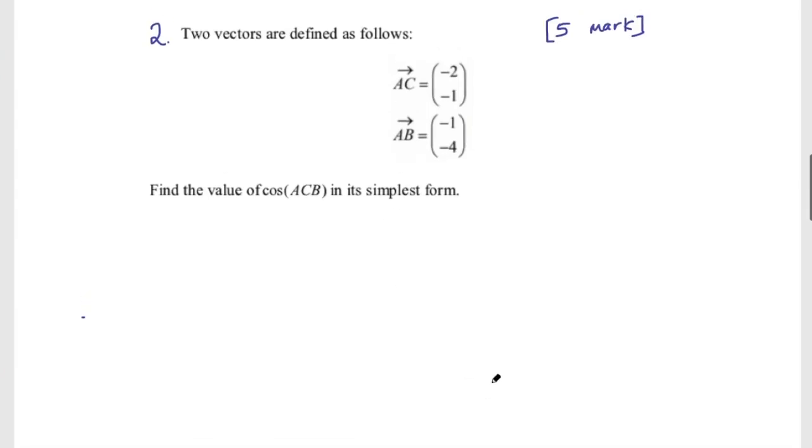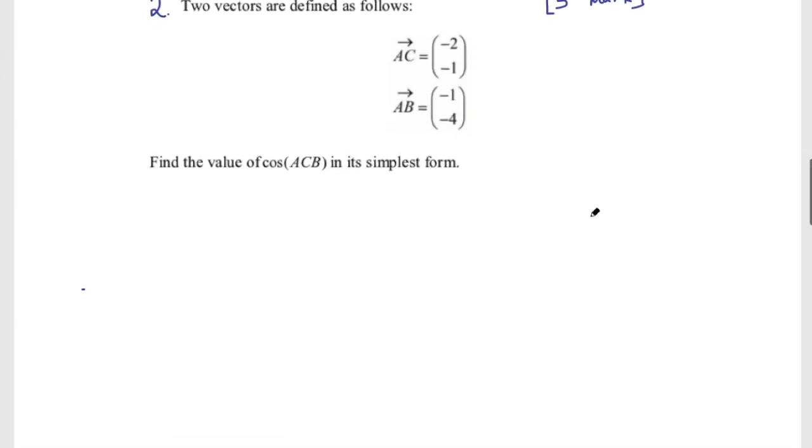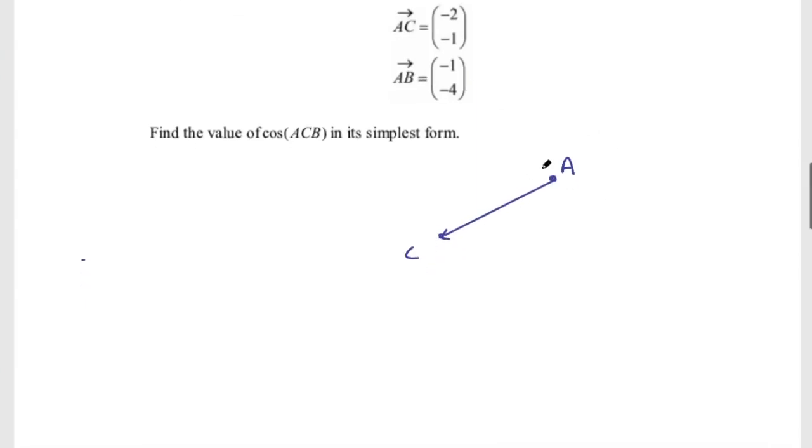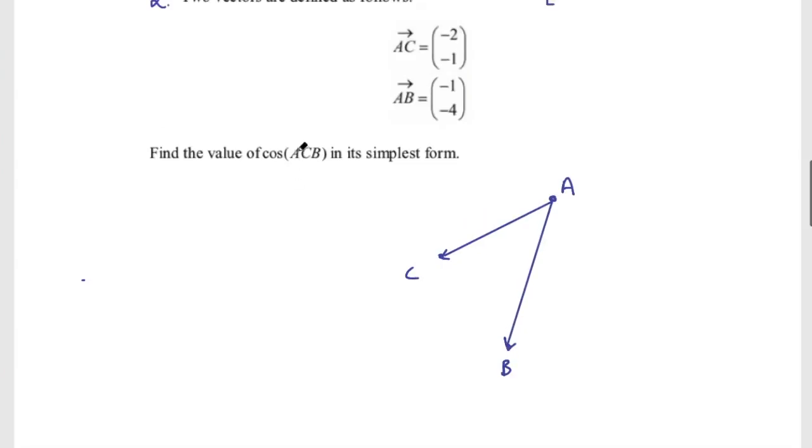Well, the first thing we have to do is actually set up a diagram to picture what angle we're actually looking for. So if this is A, then for AC, I need to go along -2 and down -1. So C is over here somewhere, and that will be the vector AC. And B will be (-1, -4) away from A, so B is going to be down here somewhere, and that will be the vector AB. We're looking for angle ACB. So to find that angle, I need to connect C and B to make a triangle, and that angle is going to be in here.